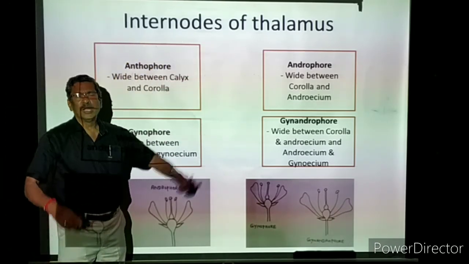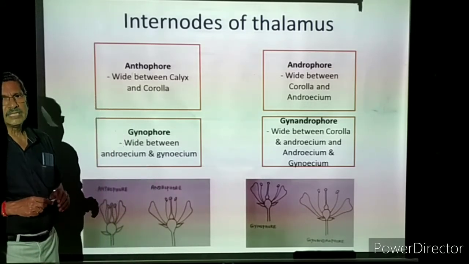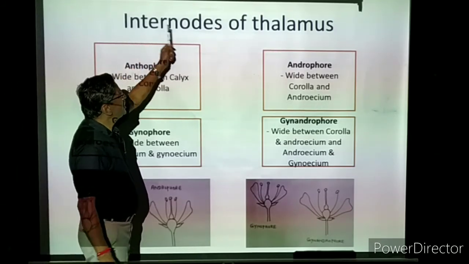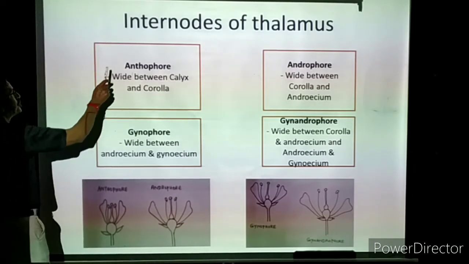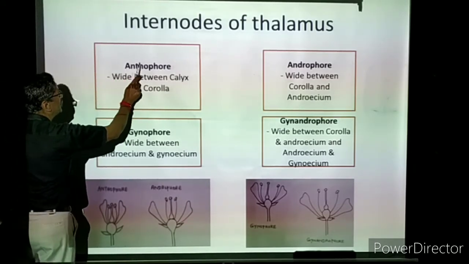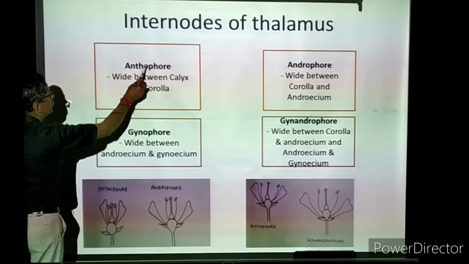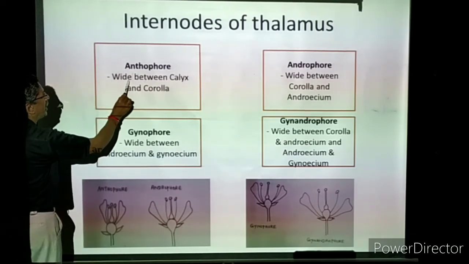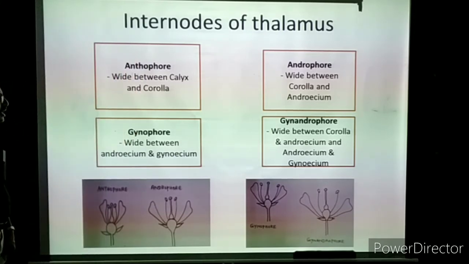Now, what is the meaning of internode? It is the gap between two whorls of a flower. Internodes of thalamus. The first one we are going to see is anthophore. What is the meaning of anthophore? We have to see a wide space between. Here the internode is wide. That is the meaning.